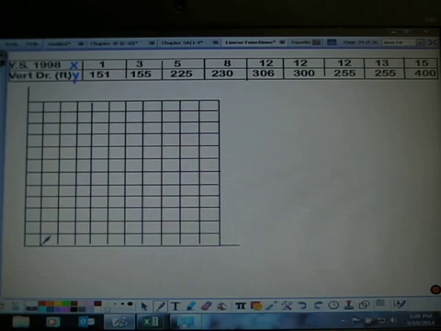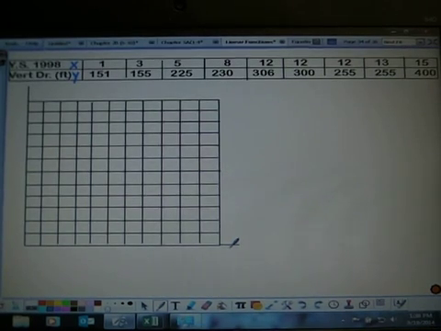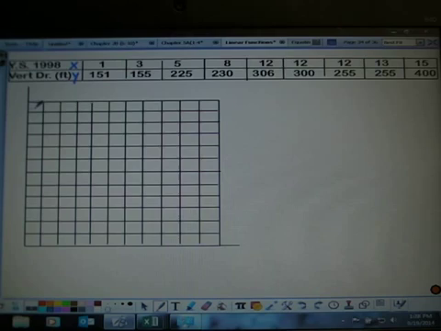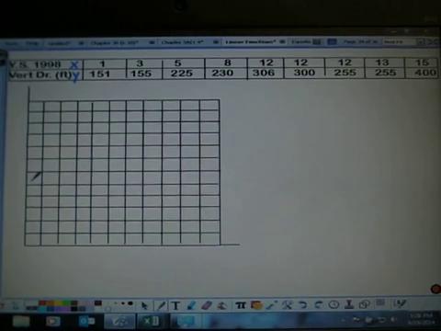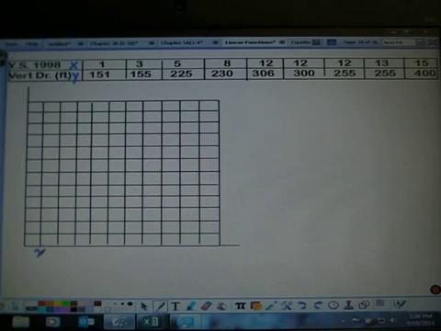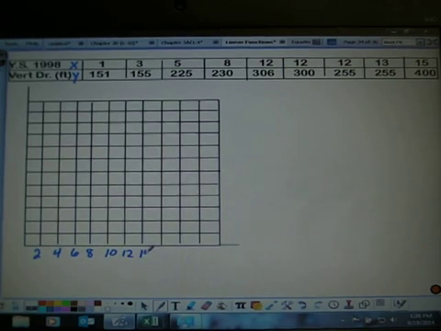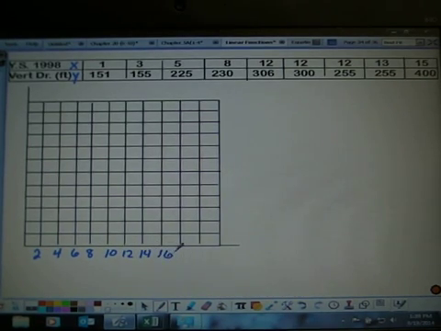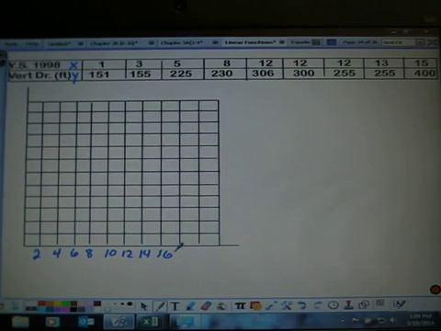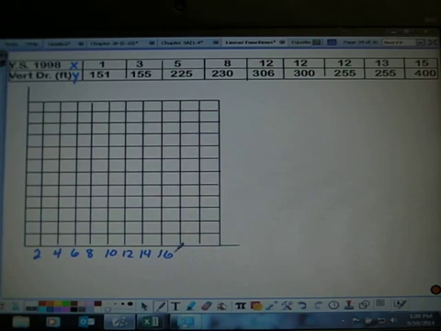If I count it out, 1, 2, 3, 4, 5, 6, 7, 8, 9, 10, 11, it only goes to 11. So I can't use counting by ones. Just like on this line, if I count to 400, I don't want to draw 400 lines. So what I'm going to do is count by 2s on this line to make everything fit. You want to be able to spread these numbers out as much as possible, but you also need it to fit on your graph. So every line on my x is going to be representing 2.